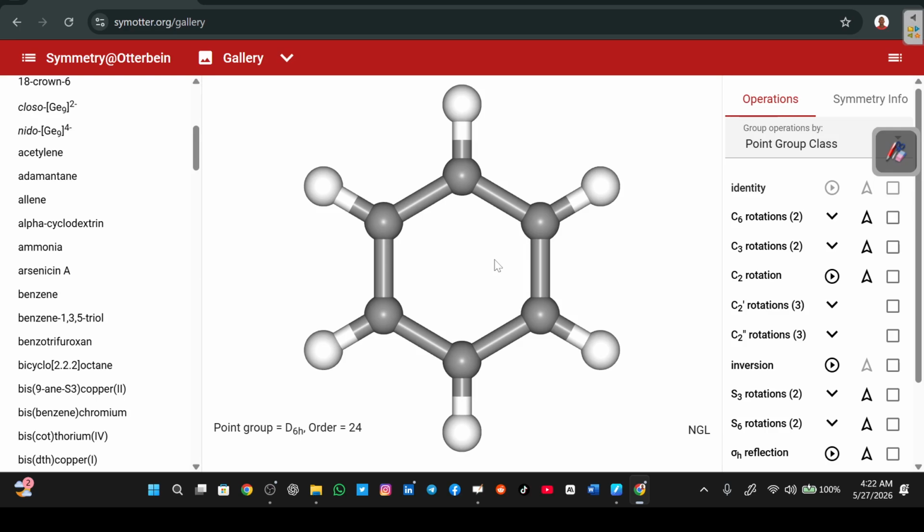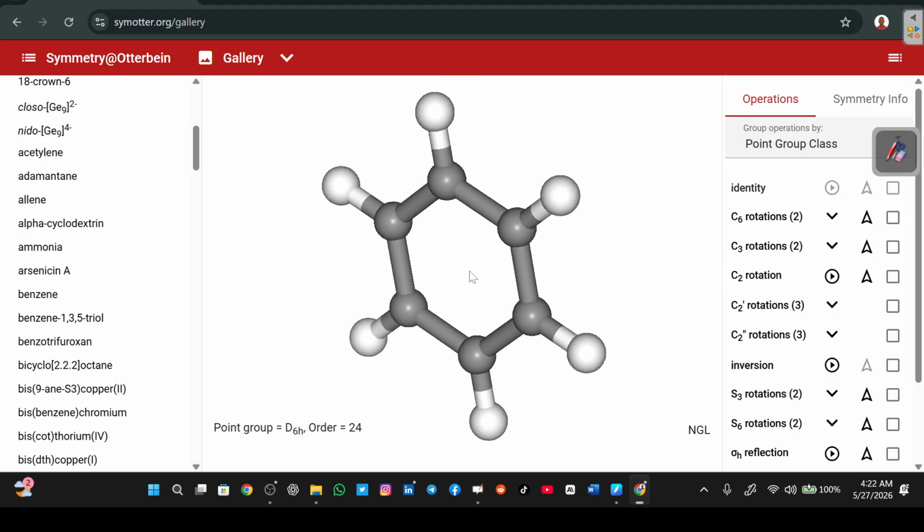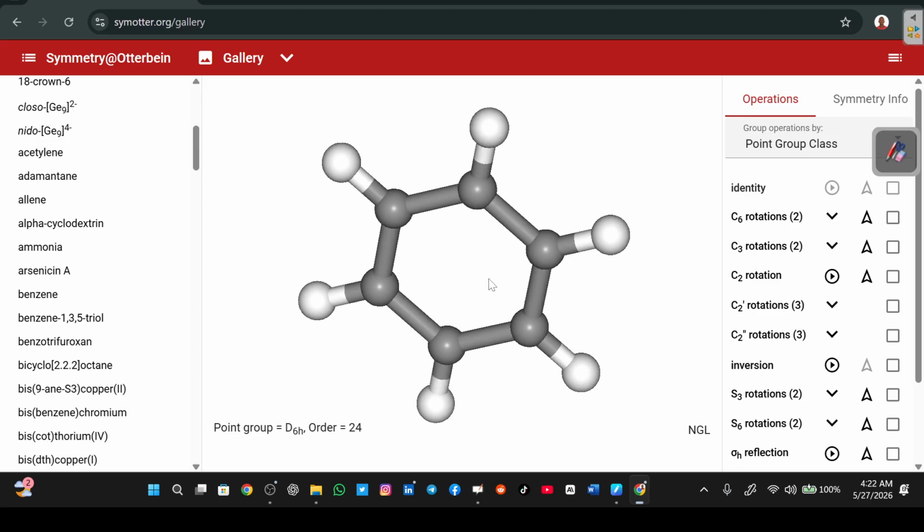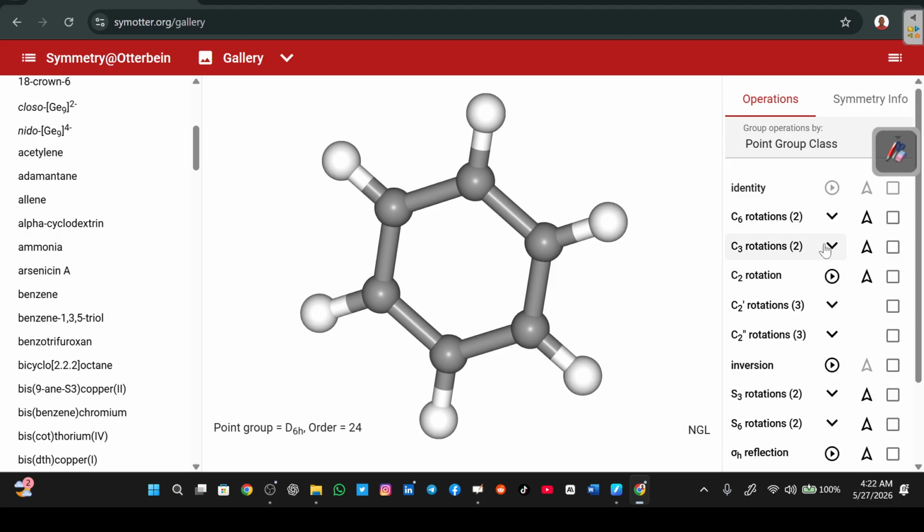I want to show all the 24 symmetry elements of benzene, and also show all the symmetry operations, the symmetry elements and the symmetry operations of benzene. So I want us to visualize this. Our first step is to identify the principal axis. The principal axis, as you can see, is a C6.